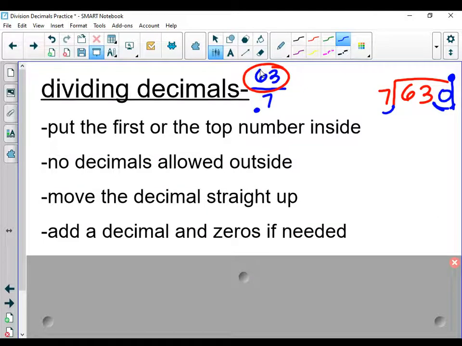Add a decimal, we did that, and zeros if needed. So if our decimal is here, don't forget we can put as many zeros after the decimal as we need. We talked about that with rounding. Those zeros are there if we need them. We don't have to write them, but if we need them, we can put them back.